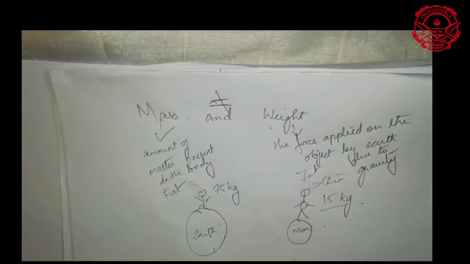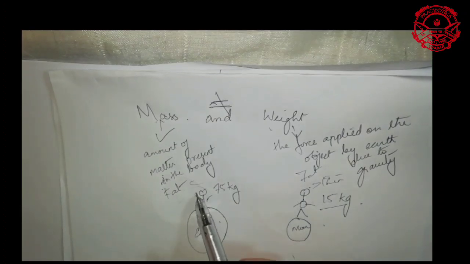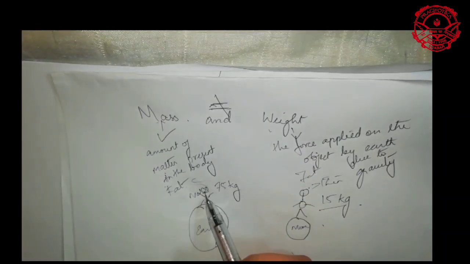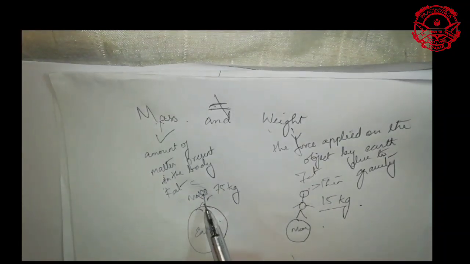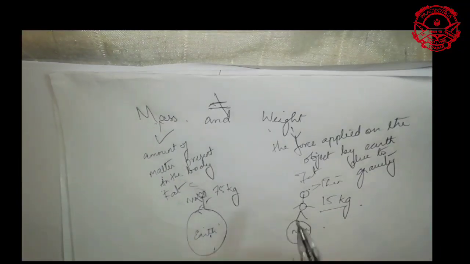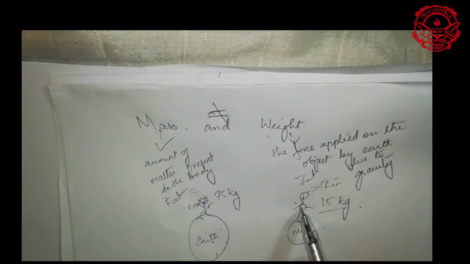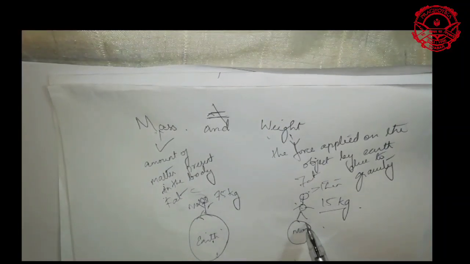Only your weight will decrease because the gravitational pull is less, but the mass, that means the amount of matter that is present in your body when you're on the earth, and the amount of matter that is present in your body when you're on the moon, will not change.